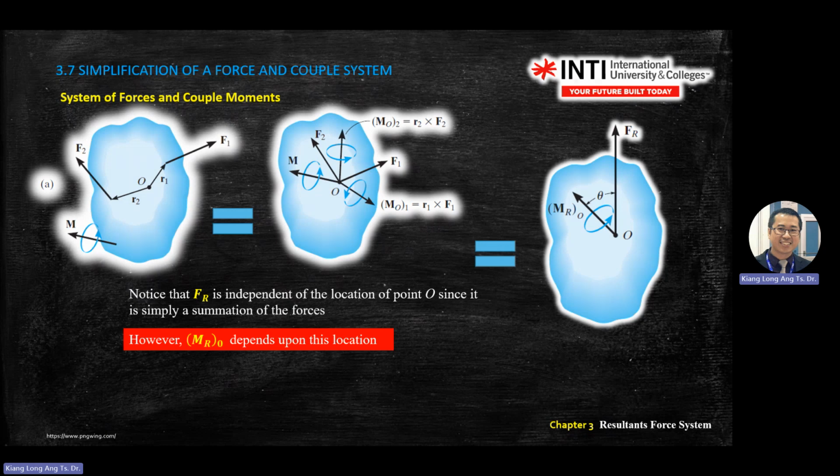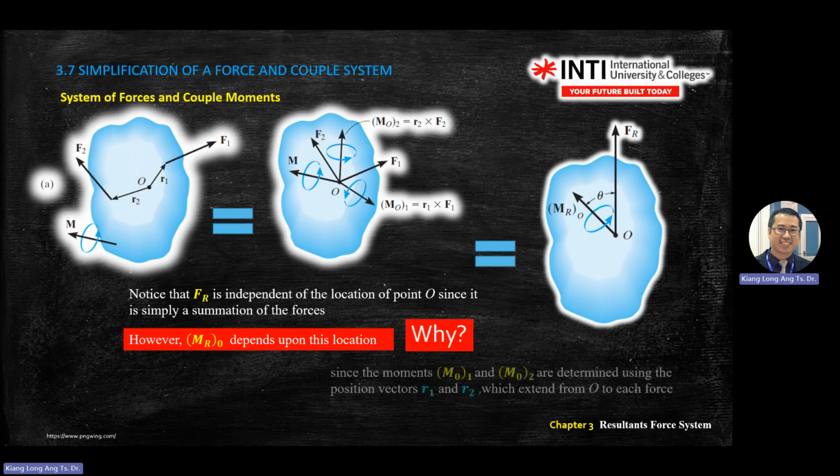The resultant of force, you can shift anywhere. Doesn't matter because this is a vector direction. Magnitude still the same, direction still the same, direction still pointing up, because you combine all the F1, F2 to get the resultant. Okay, so this is the meaning of this statement here. The rest you read, I already explained.